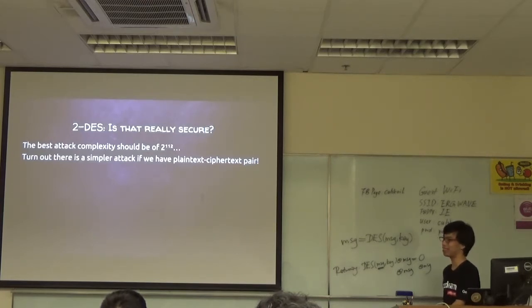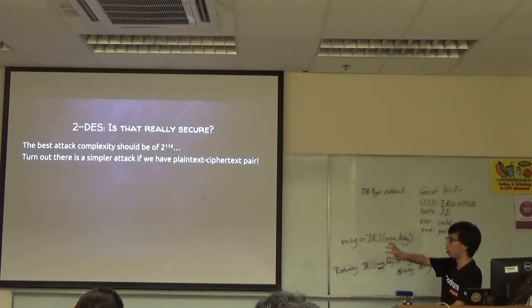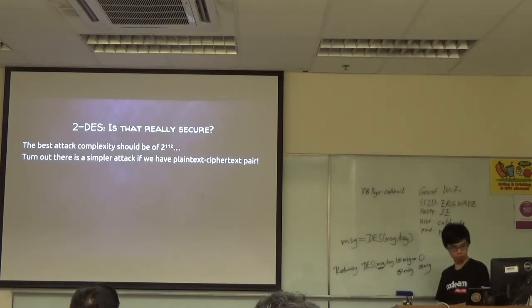There is a much simpler attack if we have a pair of plaintext and ciphertext. Remember that the goal of attacking is to retrieve the key, or at least retrieve the plaintext. But in this case, if we have a plaintext and ciphertext pair, then what we are going to do is to retrieve the key. As if we have the key, then we could decrypt the whole message already. And how can we do it?